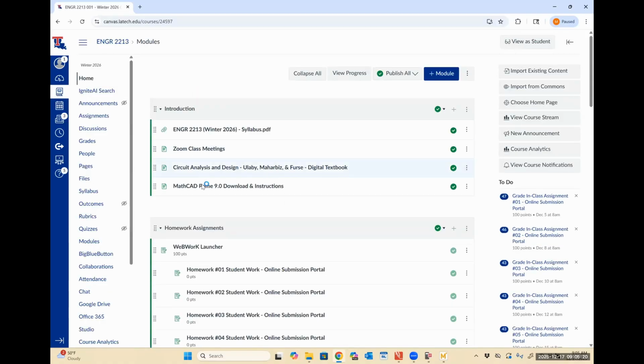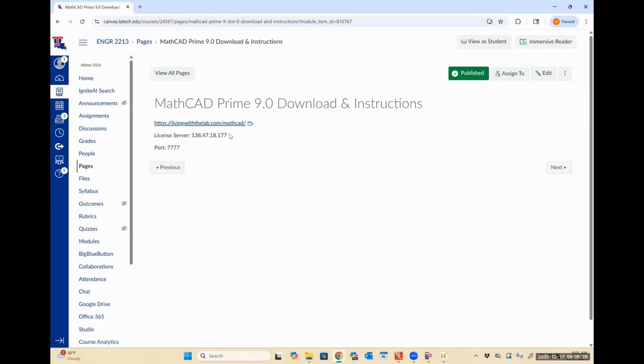There's a thing down here on the introduction section that says MathCAD Prime 9.0 download and instructions. If you click on this, it sends you to the software page on the Living with the Lab website, which your credentials should still get you into. This is the license server that you should use. This is the port that you should use when you set up the MathCAD, and then you'll be connected to Louisiana Tech's license server, which means you can use this wherever you want. All that kind of good stuff.